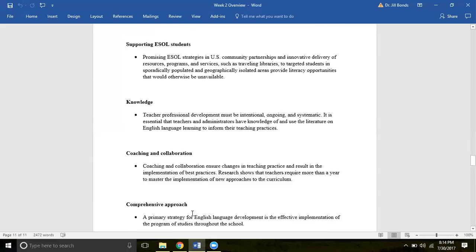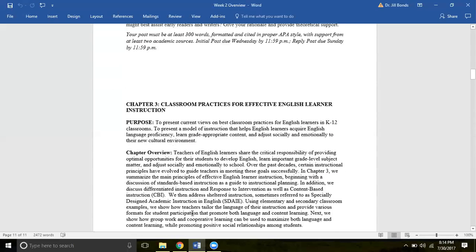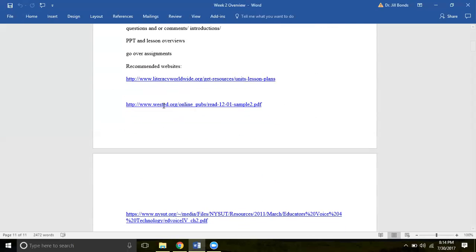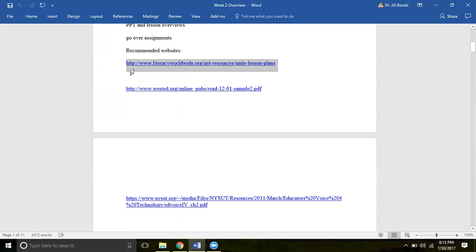I'd like now to go back up to some of the websites that I want us to kind of go through. The first one is from literacyworld.com.